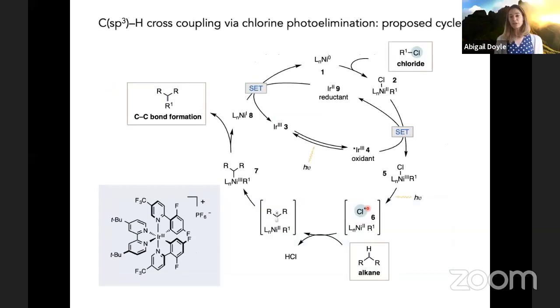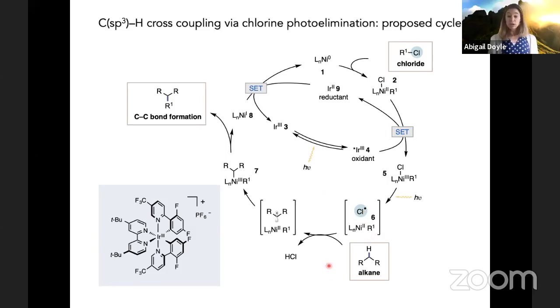In particular, the way that we thought that this might be effected is that we could use an organic chloride like an aryl chloride as both a cross-coupling partner and a source of chlorine radical, that it would undergo oxidative addition to nickel(0) to generate a nickel(II) complex. We envisioned using a photoredox catalyst to oxidize nickel(II) to nickel(III) through photoinduced electron transfer. And then based off of the precedent from the Nocera lab, we proposed that this nickel(III) complex could undergo photoelimination to generate chlorine radical.